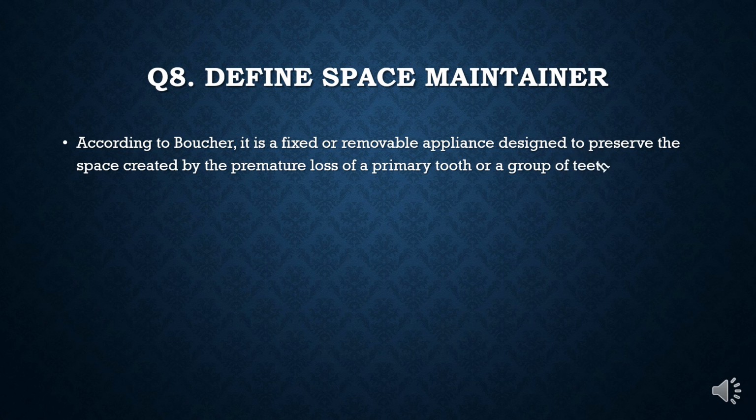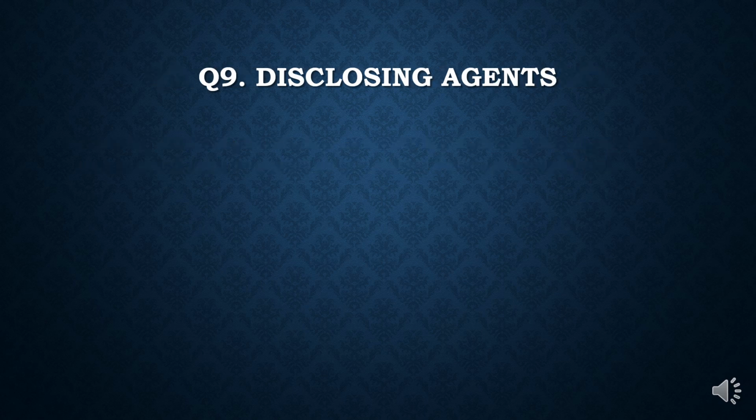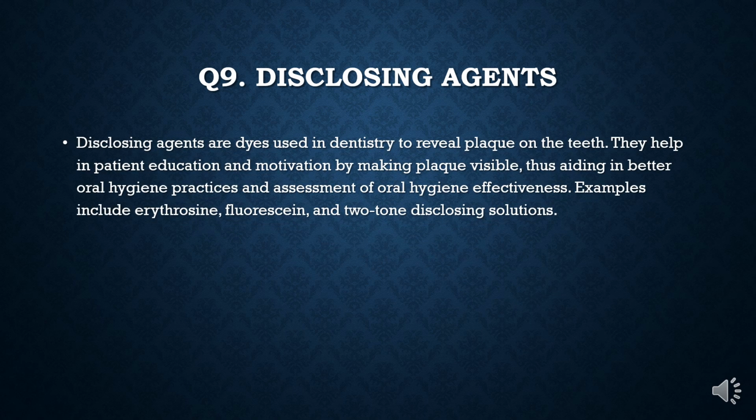Number 9 is disclosing agents. Disclosing agents are dyes used in dentistry to reveal plaque on the teeth. They help in patient education and motivation by making plaque visible, thus aiding in better oral hygiene practices and assessment of oral hygiene effectiveness. Examples include erythrosine, fluorescein, and two-tone disclosing solutions.